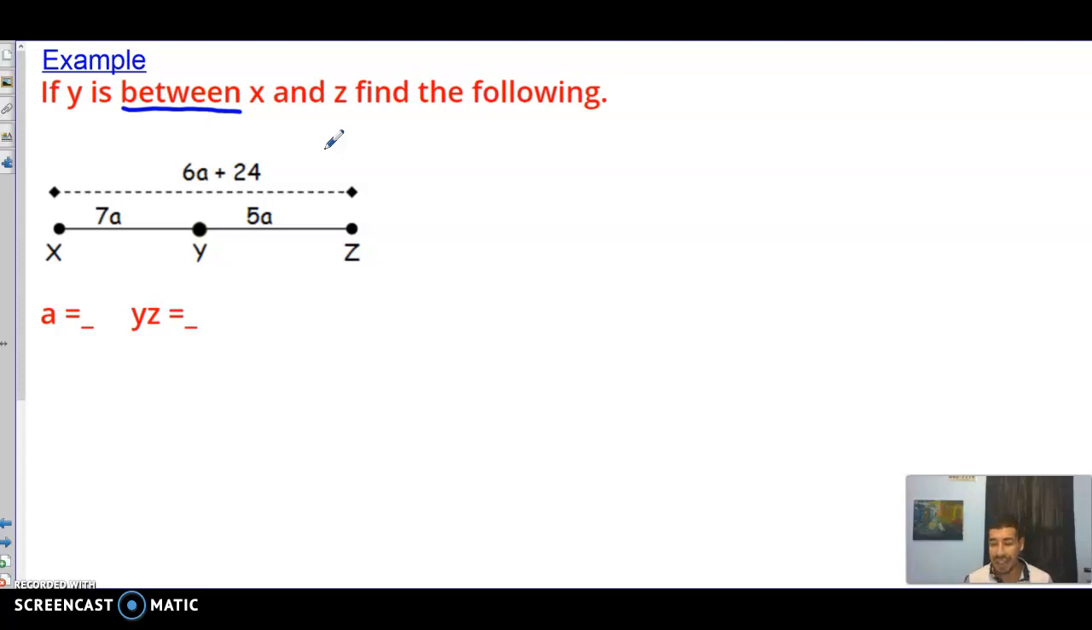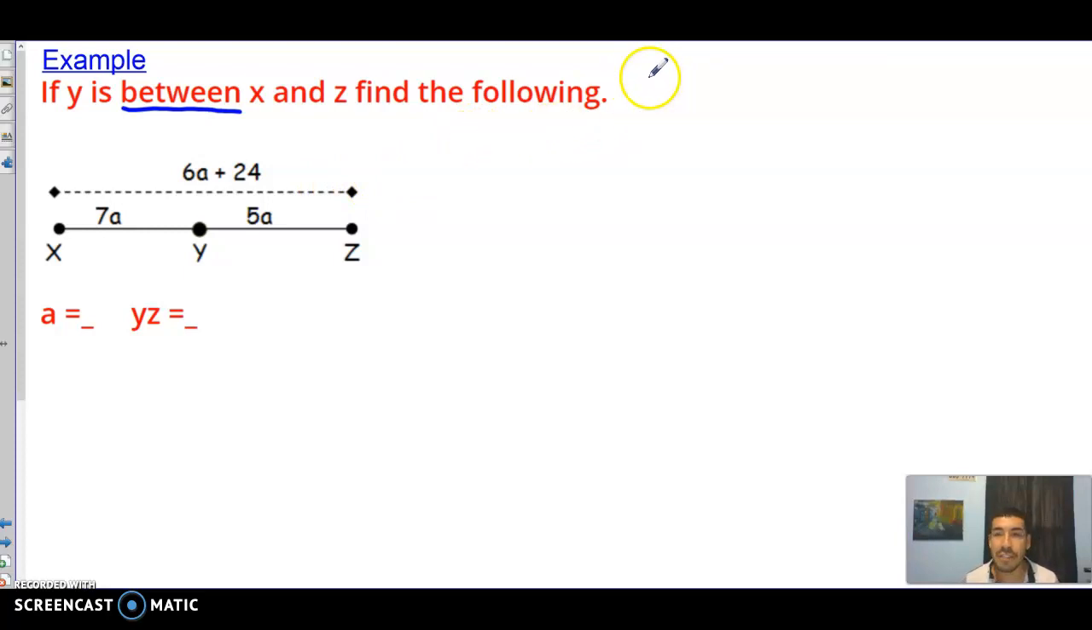Okay, so this is what you do in this example. In this example, you cannot set the left equals the right, but there is something that we know. Look at this segment, and use logic and common sense. The left is 7a and the right is 5a, but the entire segment measures 6a plus 24. So let's use a little bit of logic and common sense. The left plus the right equals the entire segment. Again, the left plus the right equals the whole thing. So that's exactly how you're going to set up the equation.